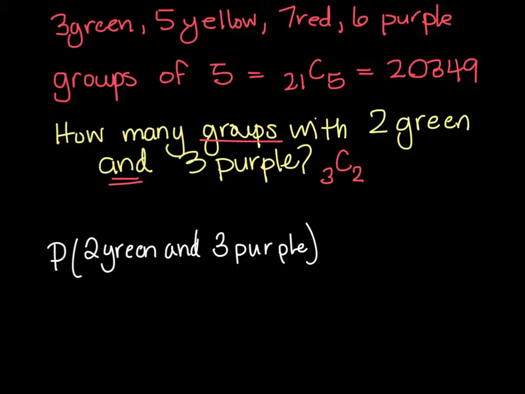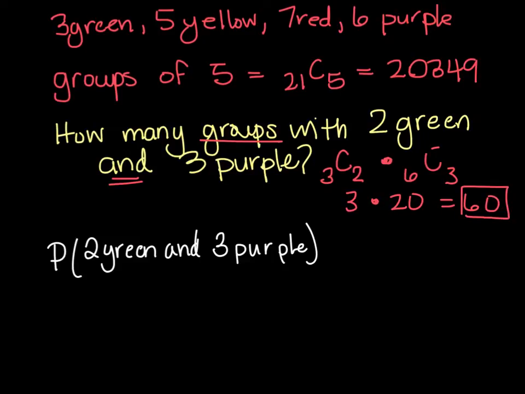And, remember, and means multiply, we have to get 3 purple to make our group of 5. So to get 3 purple, we pick from the 6 that are there. So 6C3. Okay, so 3C2 is 3 times 6C3, which is 20. So 3 times 20 is 60 different groups.